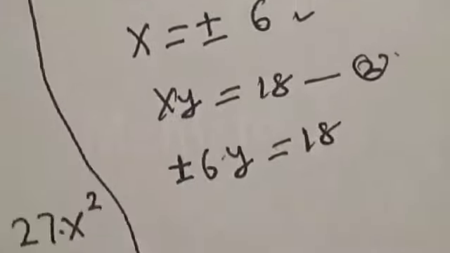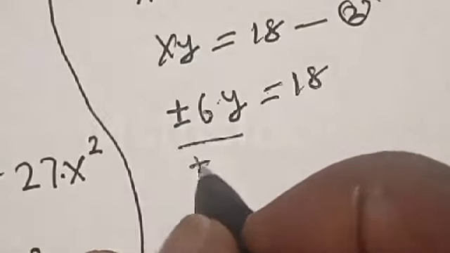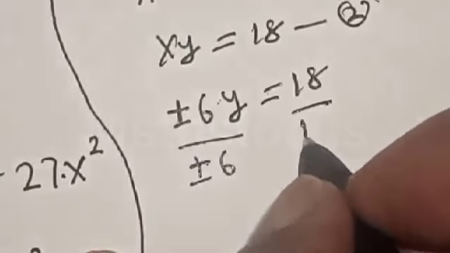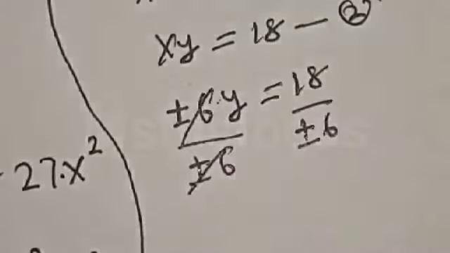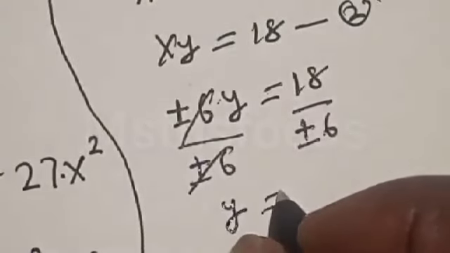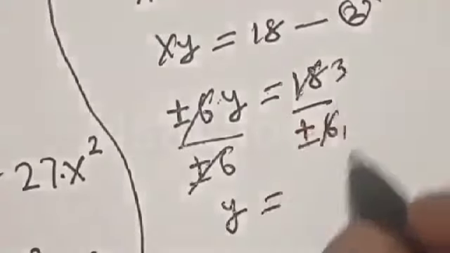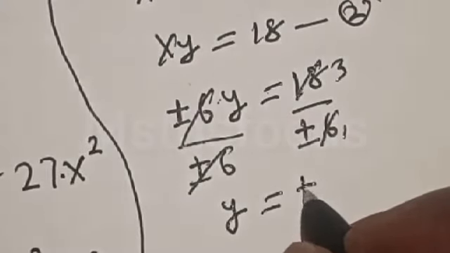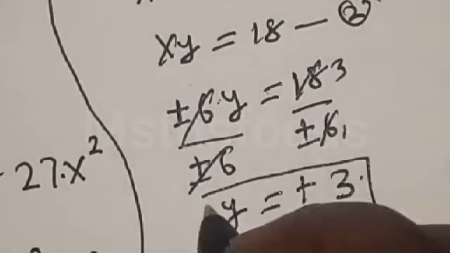Now, let's divide both sides by plus or minus 6. So this one will cancel this. y is equal to 18 divided by 6, which is 3, so plus or minus 3. So, that is the value of y.